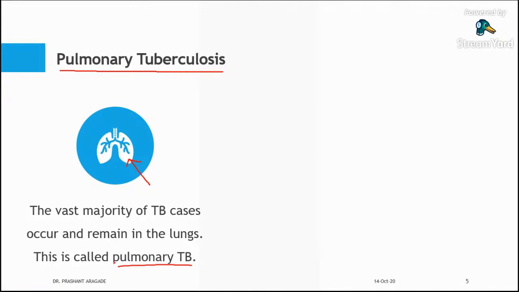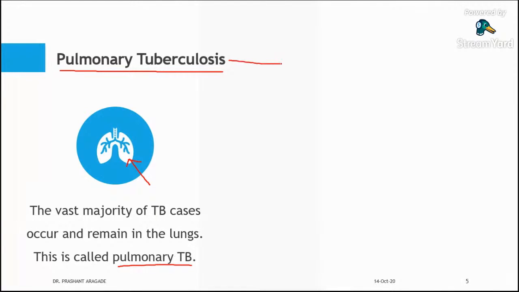Around 80 to 90% of infections are at the lungs. So all the tuberculosis having infections within the lungs is called pulmonary tuberculosis. And the other type is what? Extra pulmonary tuberculosis. Means what? The infection is other than the lungs. Infection of Mycobacterium tuberculosis other than the lungs is called extra pulmonary tuberculosis.